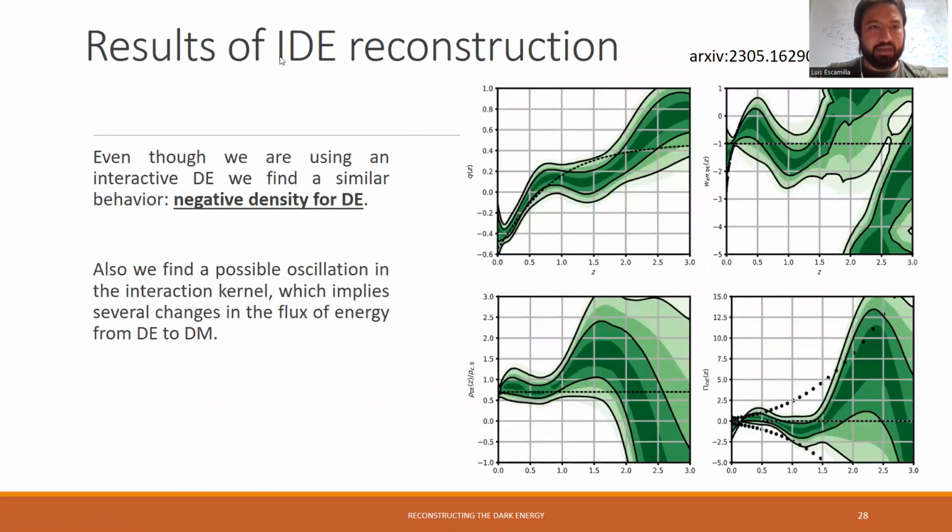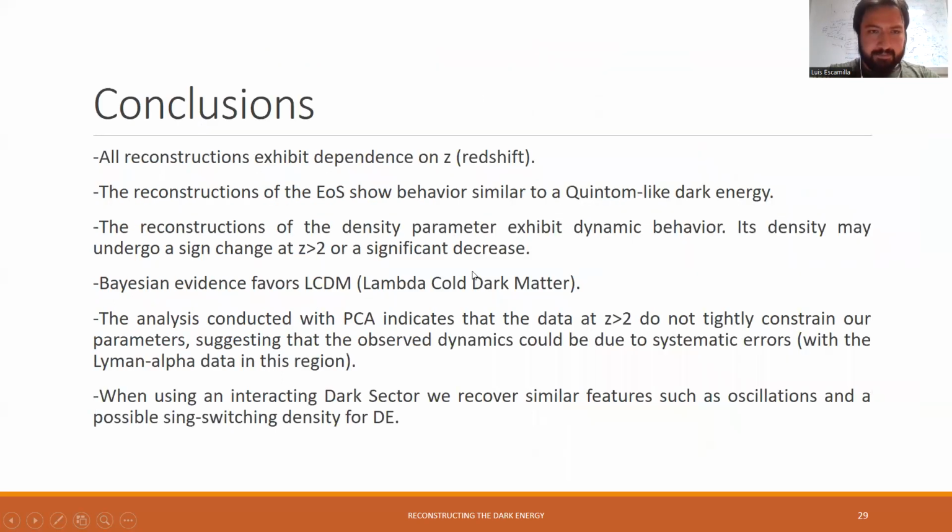And finally, when using the IDE model, the interacting dark energy model, we find a similar behavior, basically the same. We have a discontinuity in the equation of state, which means that we have a possible null or negative dark energy density. We also find that our interaction kernel can have oscillatory features. So this means that the flux of energy and matter can change in time.